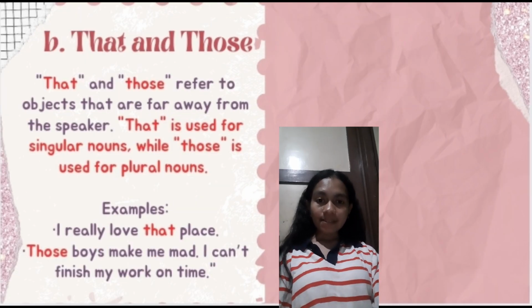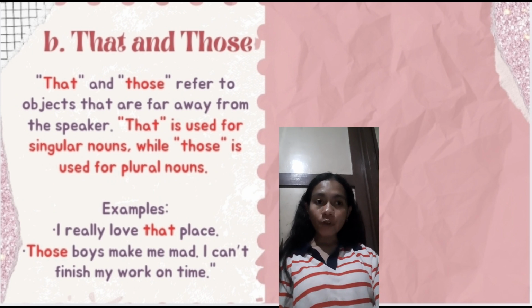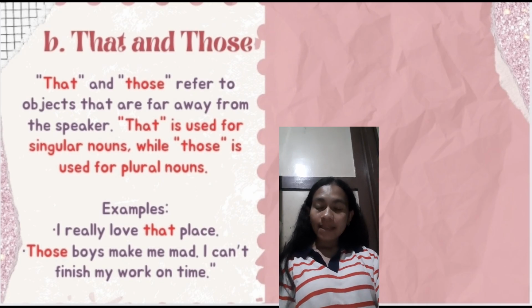Next is that and those. That and those refer to objects that are far away from the speaker. That is used for singular nouns, while those is used for plural nouns. For example, I really love that place. Those boys make me mad. I can't finish my work on time.